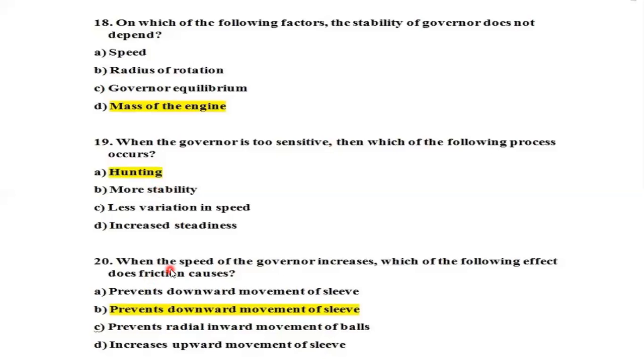And the last one: when the speed of the governor increases, which of the following effects does friction have? Normally we know that when the speed increases, automatically the sleeve will be moving upwards, right? So it prevents the downward movement of the sleeve. When speed increases, the sleeve lifts, so automatically the sleeve won't be getting down. So it prevents the downward movement of the sleeve.